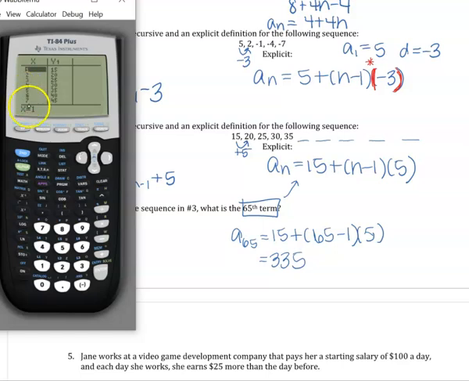That x equals 1, or n equals 1, is saying the first term of the sequence is 15. The second term is 20. The third term is 25. And that is exactly matching what I have shown here.